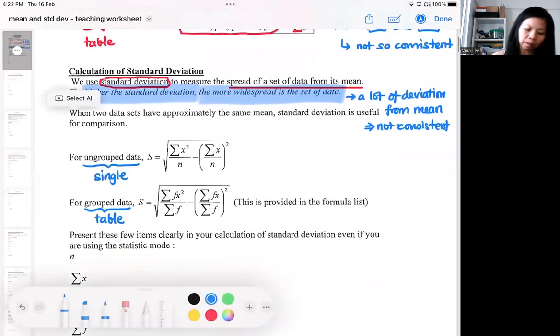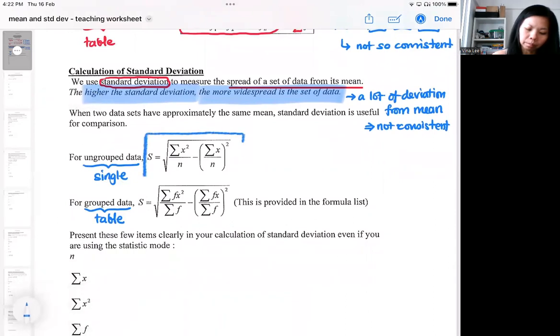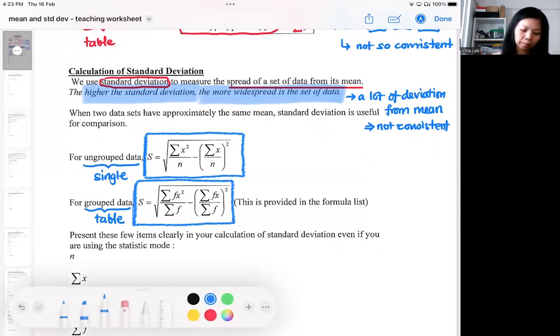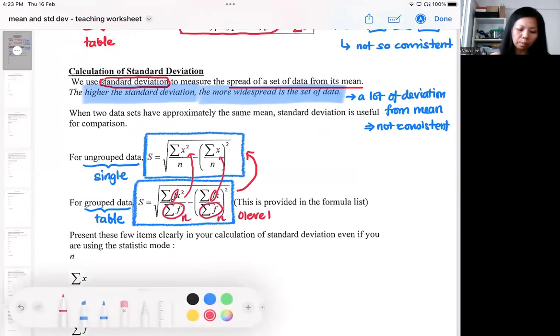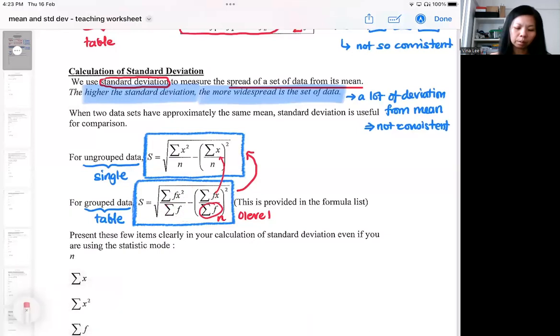So there will be two big formulas that you actually need to know. The one for the table data is provided in the O level. So if it's provided in the O level, sometimes we will modify this to get the single data. How to modify? We remove all the f. If you look, you remove the f and you change this to the number of data. So you can actually modify from the given formula so that you don't have to memorize.